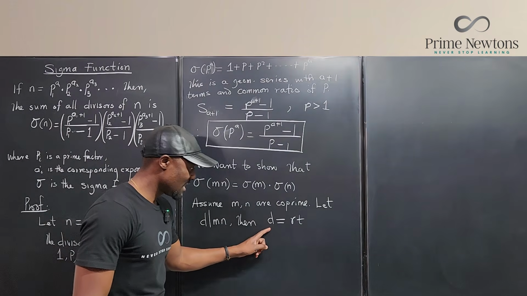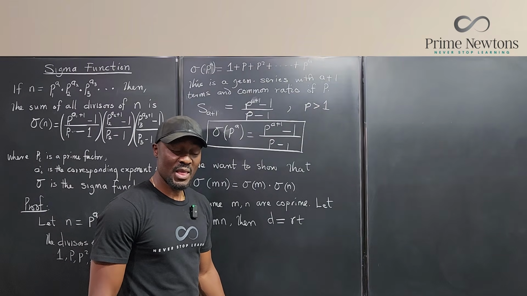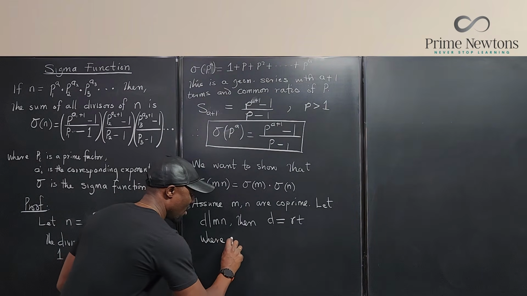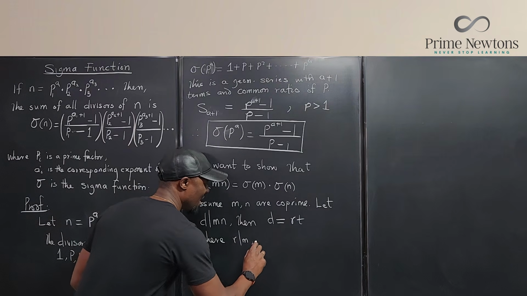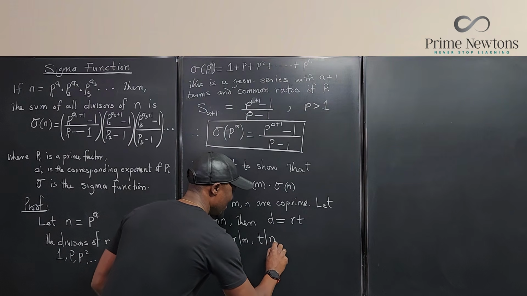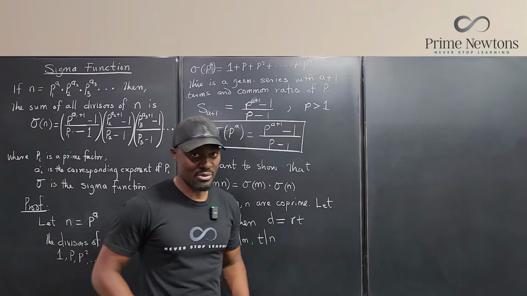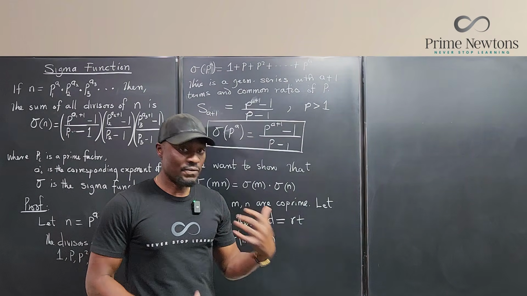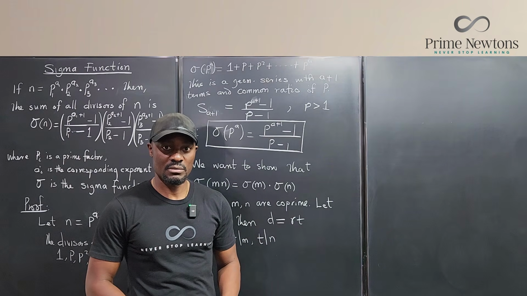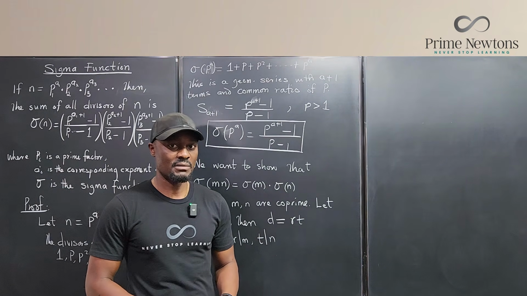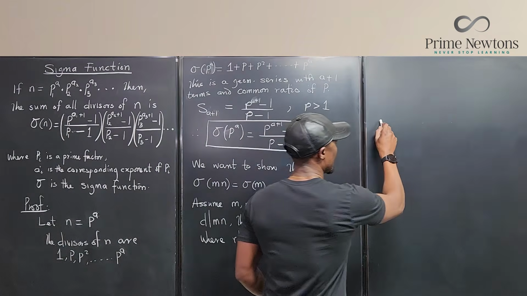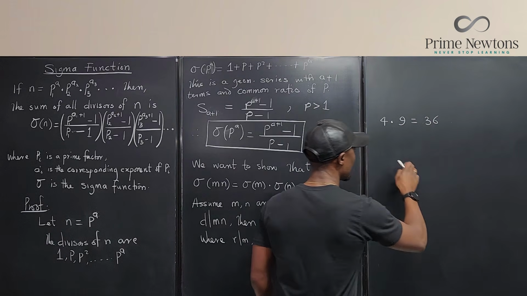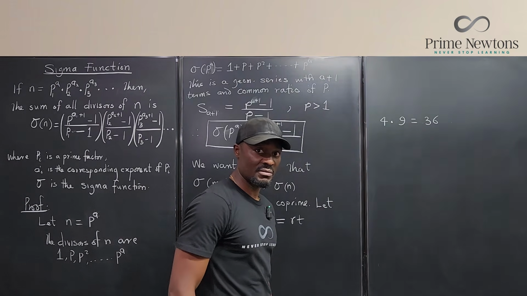Okay? D equals RT, where R must divide M and T must divide N. Let me give you a good example. Take 4 and 9, for example. What is 4 times 9? Remember that you get 36. 4 times 9 is 36. These two numbers are relatively prime, right?